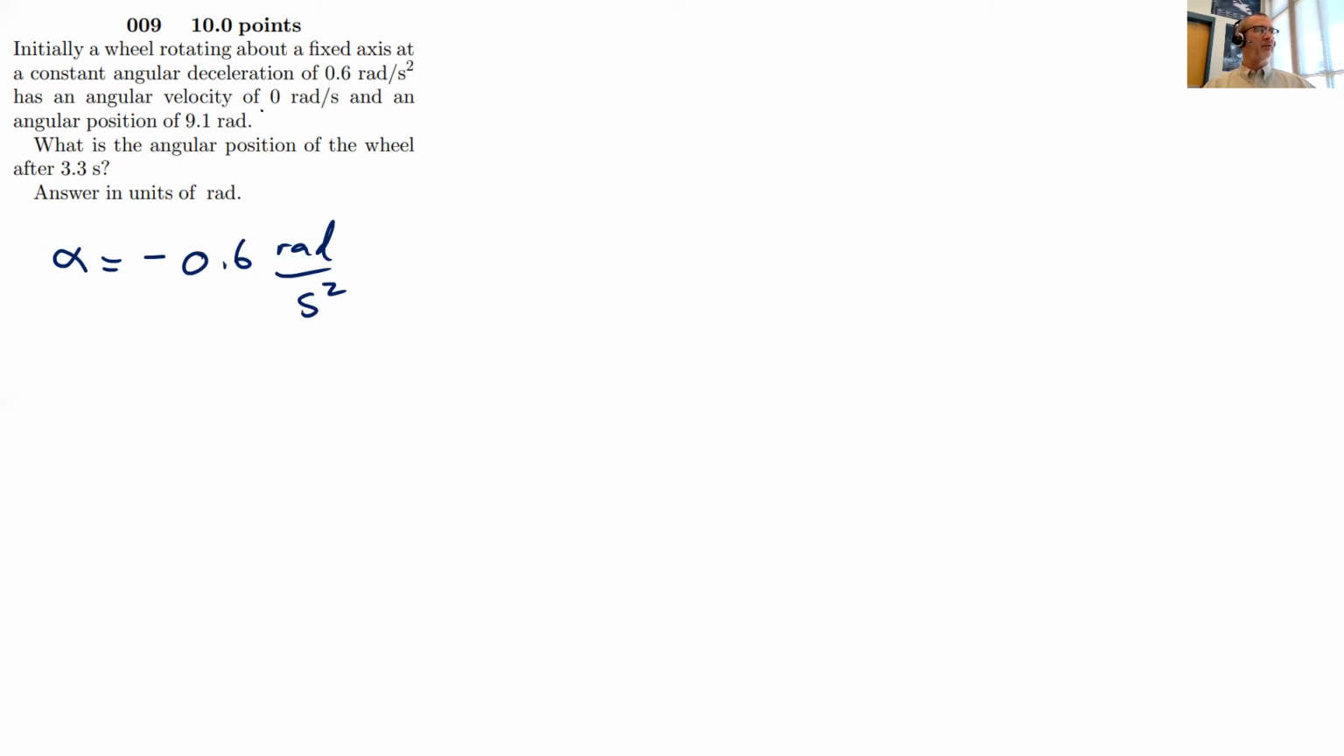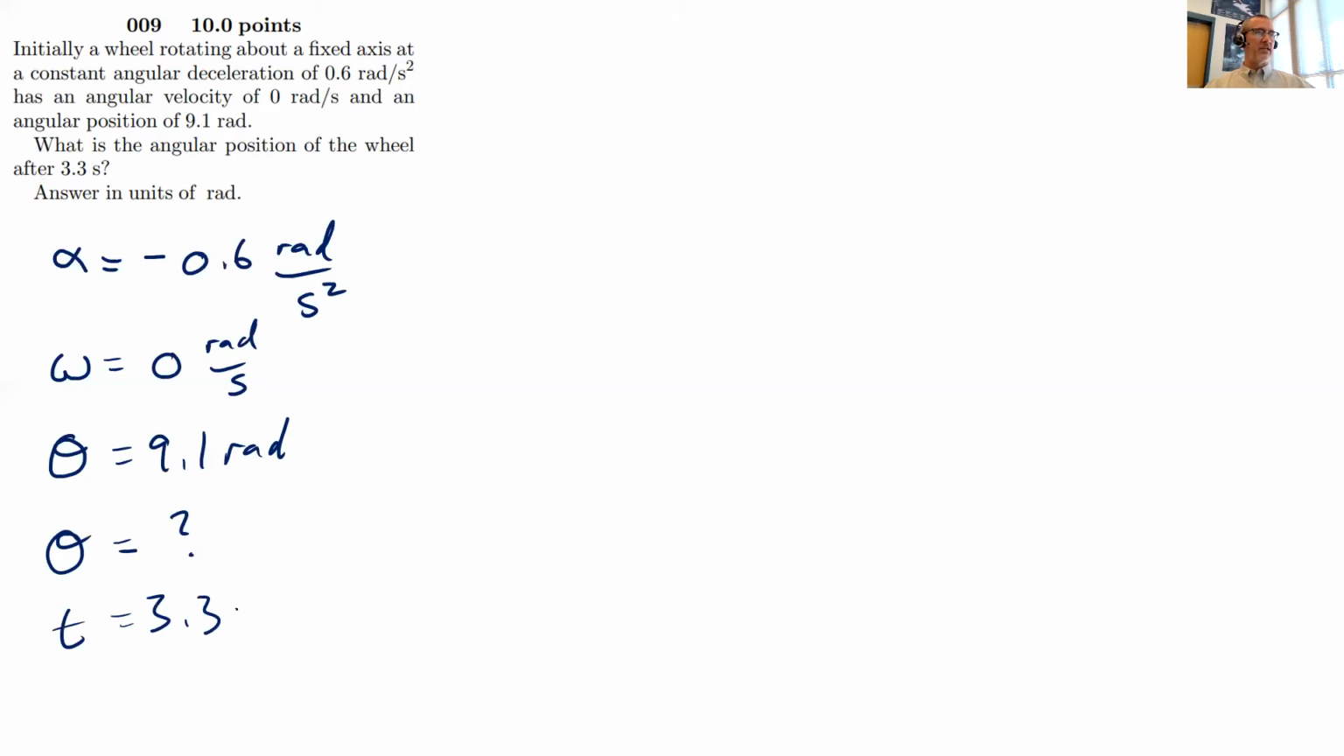It has an angular velocity of 0 radians per second. So that means that my angular velocity is 0 radians per second, so it's initially at rest. And its initial angular position is 9.1 radians. It's asking, what is the angular position of the wheel after 3.3 seconds? So I'm looking for its final angular position after a time of 3.3 seconds.